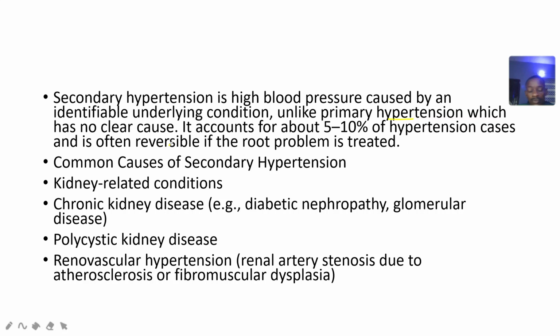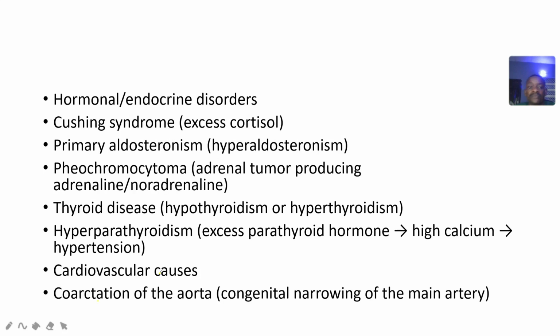So what are the common things that could cause hypertension? Whenever you are talking to a hypertensive patient, you are always working to see if you can pinpoint the cause. So, kidney related issues like chronic kidney disease, diabetic nephropathy, glomerular disease, polycystic kidney disease, and renovascular hypertension, where there is a narrowing in the renal artery, or a total blockage in the renal artery.